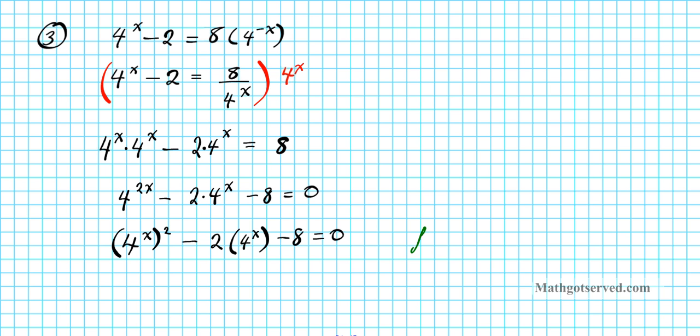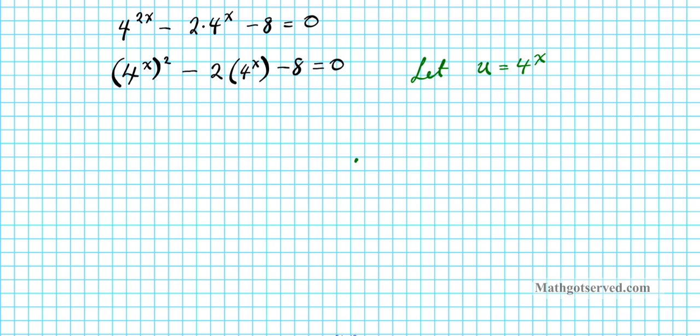So let's use u, let u be 4 to the x. So if u is 4 to the x, how does that affect our equation? So our equation is going to look like u squared minus 2u minus 8 equals 0. So here we can clearly see that this is a quadratic equation. Now let's factor this, solve, and then plug this back in to finish up the problem.